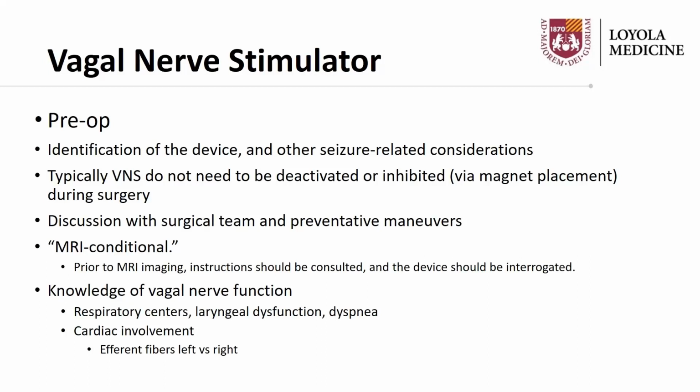the sinoatrial node, whereas the left vagus nerve mostly innervates the AV node, which has less influence over intrinsic heart rate, thus resulting in less bradyarrhythmias. So that's why the left vagus nerve is used.